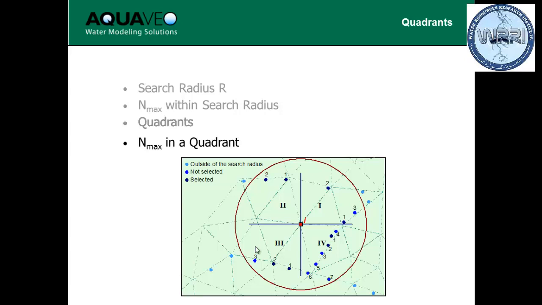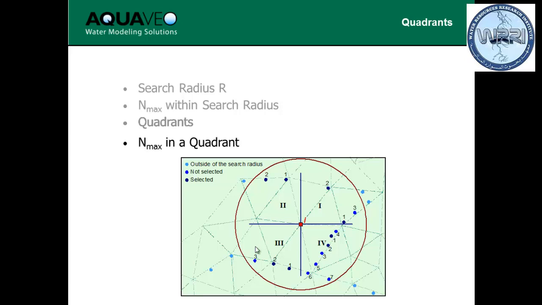One way is a search radius and just use the closest points. Another way is these quadrants, and you get the closest points in each of these quadrants. So there are just different ways that we use to get a good floodplain delineation.